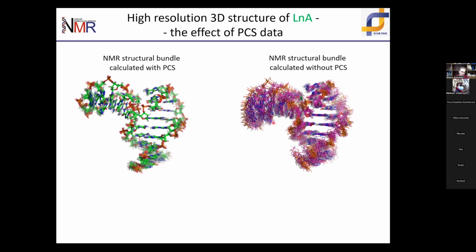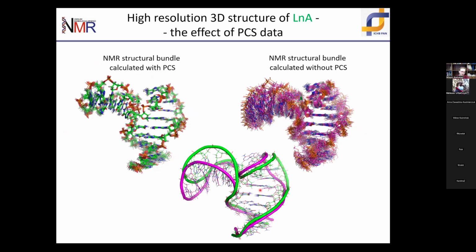And actually, if you compare to representative structures, they don't even fit. This is because when you don't use long-range restraints, such features as interhelical angles are very difficult to accurately model using NOEs, and actually the force fields can somehow bias what the angle is. So not only is this structure much better defined, it's actually also more accurate.